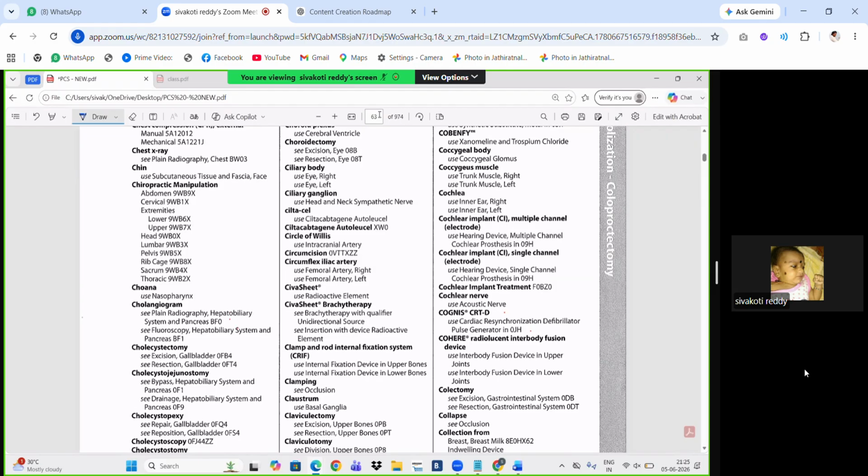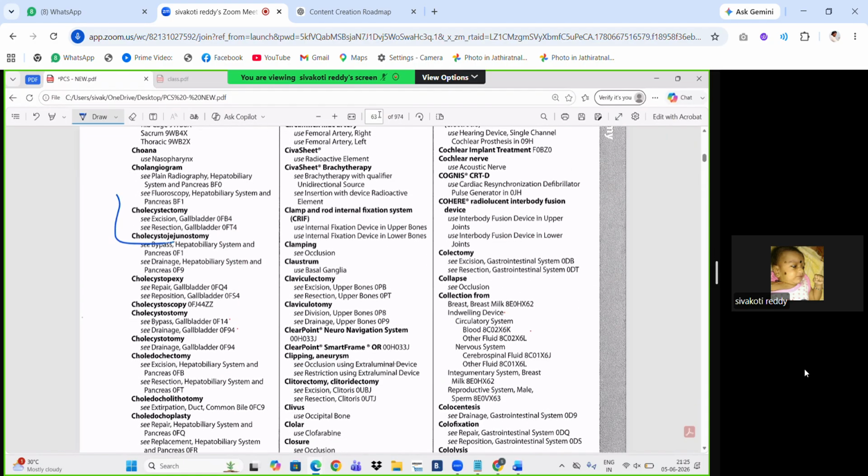Cholecystectomy, CHO. What did they mention here? See excision gallbladder, see resection gallbladder, correct? If you don't know the meaning of excision and resection, what will you take? Both are given under cholecystectomy: excision, resection, 0FB4, 0FT4. If you don't know the meaning of excision and resection, how will we get the complete code? Correct? That's why I am telling.